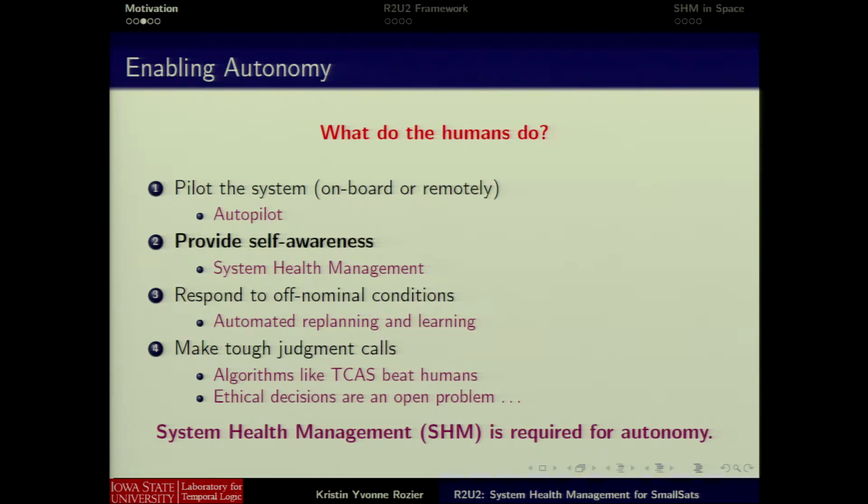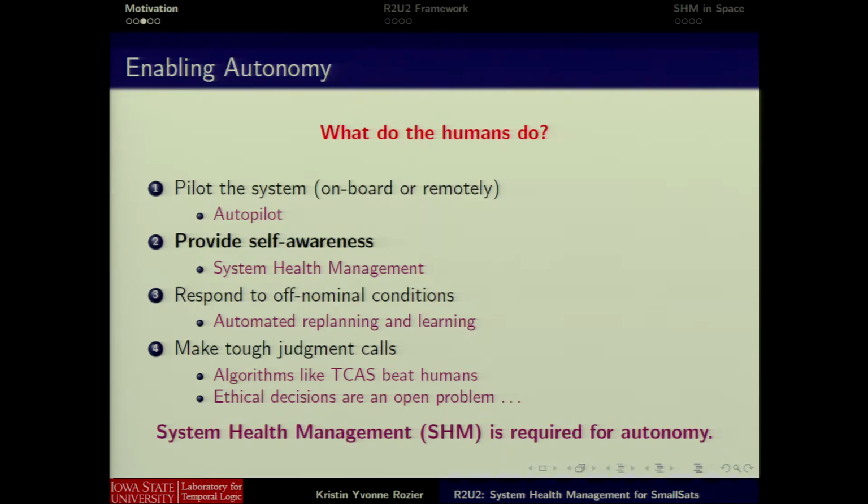Of course, humans also are there to respond to off-nominal conditions, and we've heard several very excellent talks at this workshop on things like automated replanning and learning. And we would argue that having better self-awareness and system health management data that can feed into these planning and learning algorithms could only serve to make them better.